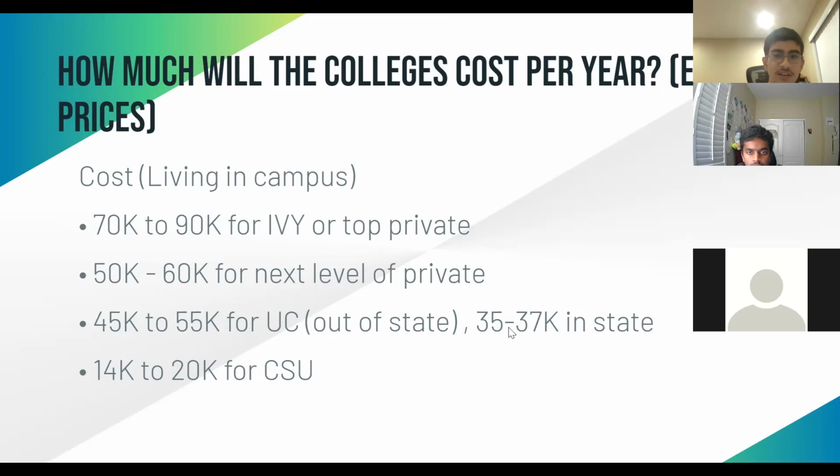All right, so 35 to 37K in state, and then you have to pay 14K to 20K for a CSU. The CSUs are basically the cheapest option you can go with. Now, community colleges are even cheaper, but usually those are only 2 years, so you're going to have to transfer out of them at some point. But now we're just looking at four-year colleges, so that's your estimated cost for those.